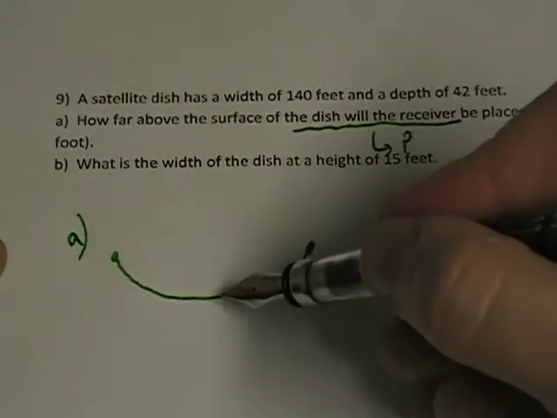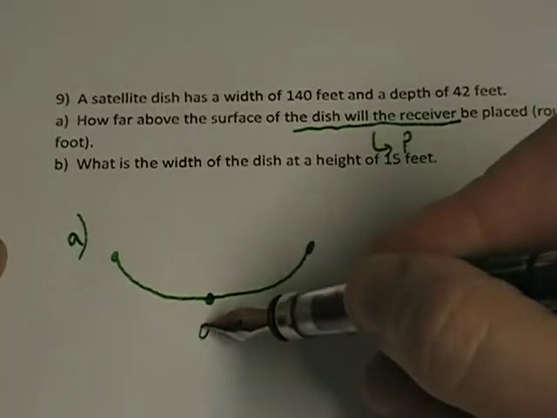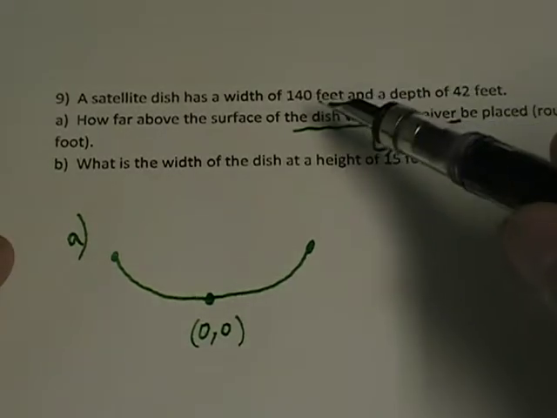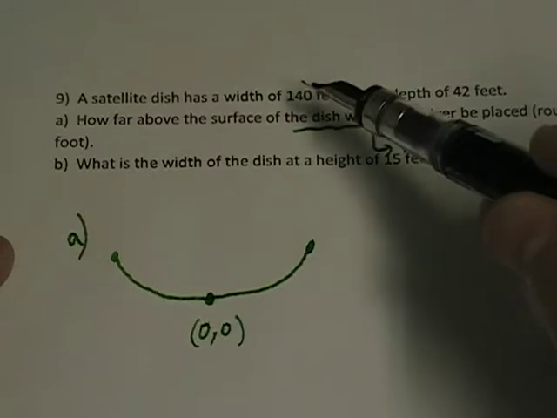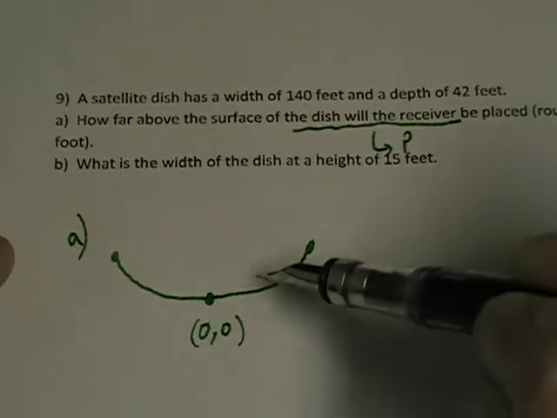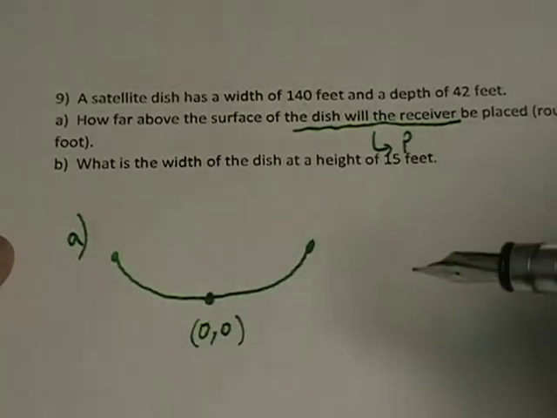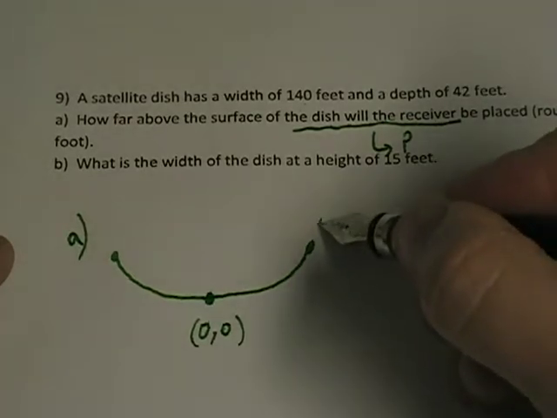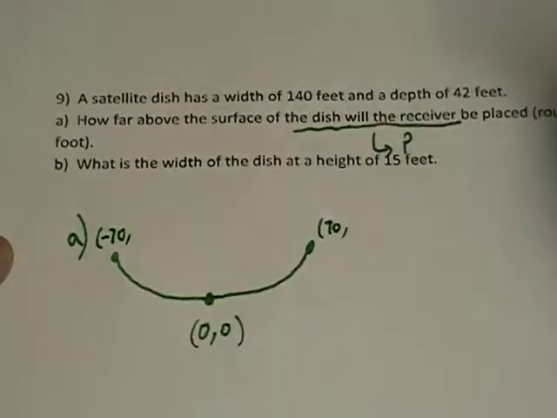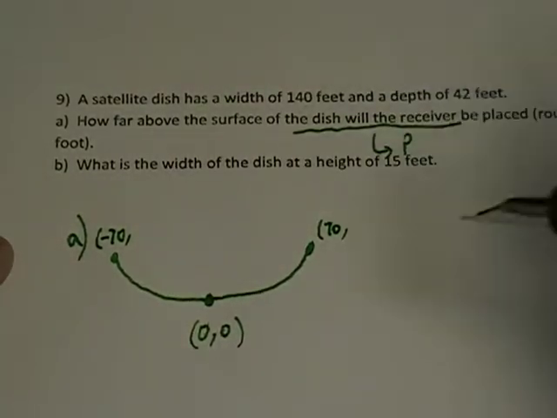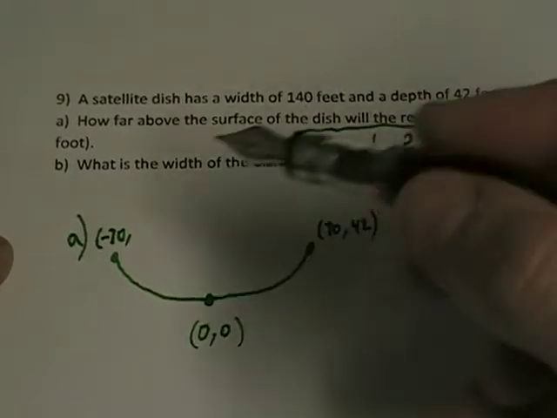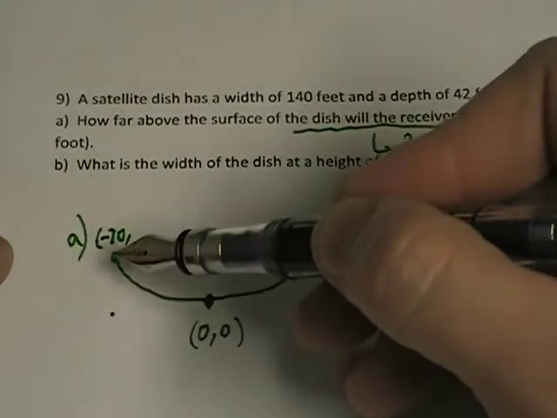And I'm going to put this guy here at (0, 0). Now, this is 140 feet wide. What that means is we're going to go 70 feet this way, and 70 feet this way. So this point is going to have an x value of 70, and this point will have an x value of -70. And then, of course, it's 42 feet high, so we're going to go over 70, up 42. And here we're going to go left 70 and up 42.